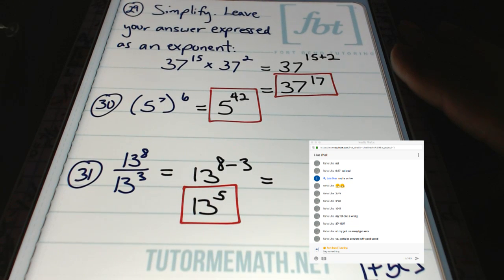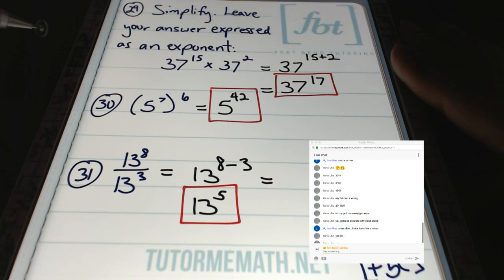Absolutely. So because we had like bases dividing in problem number 31, we subtract the exponents. There it is. Good stuff. Lewis says that he keeps things in mind because he remembers that divide looks like a minus sign. There it is. That is a tip from Lewis. All right. Thank you for chiming in with that, sir.